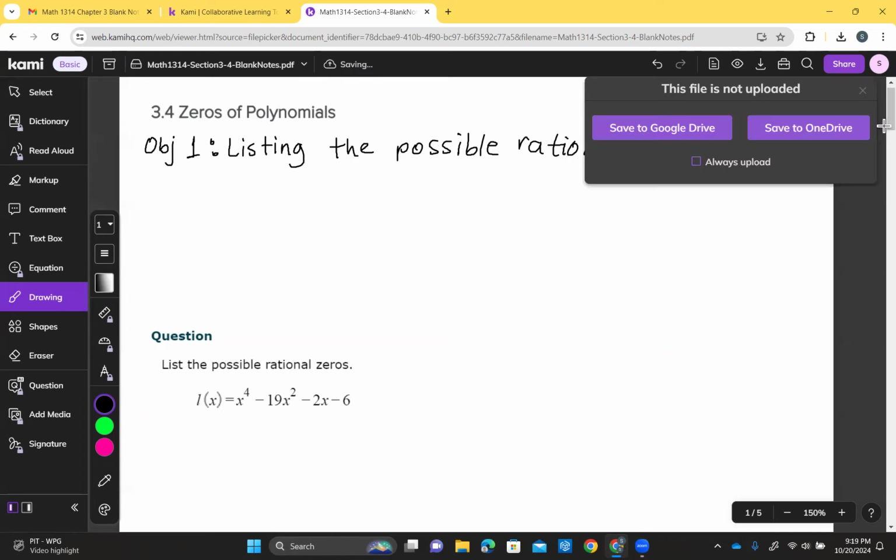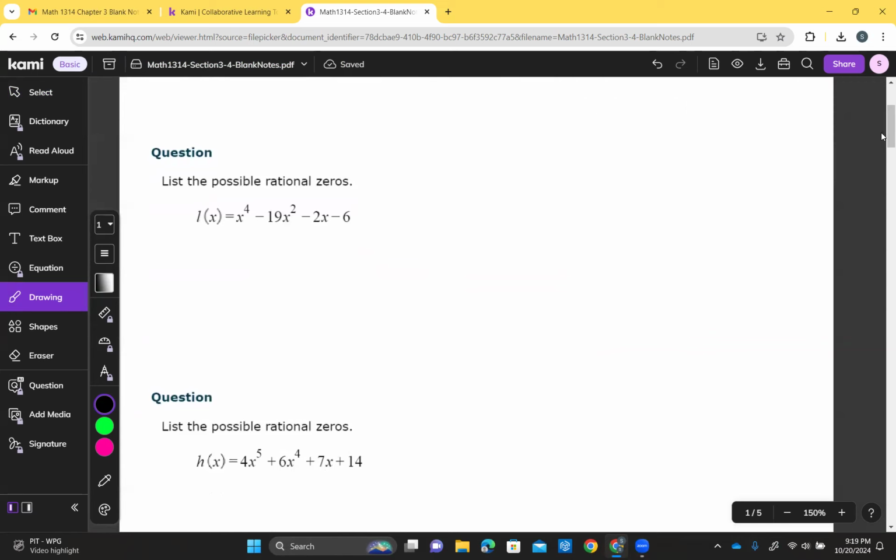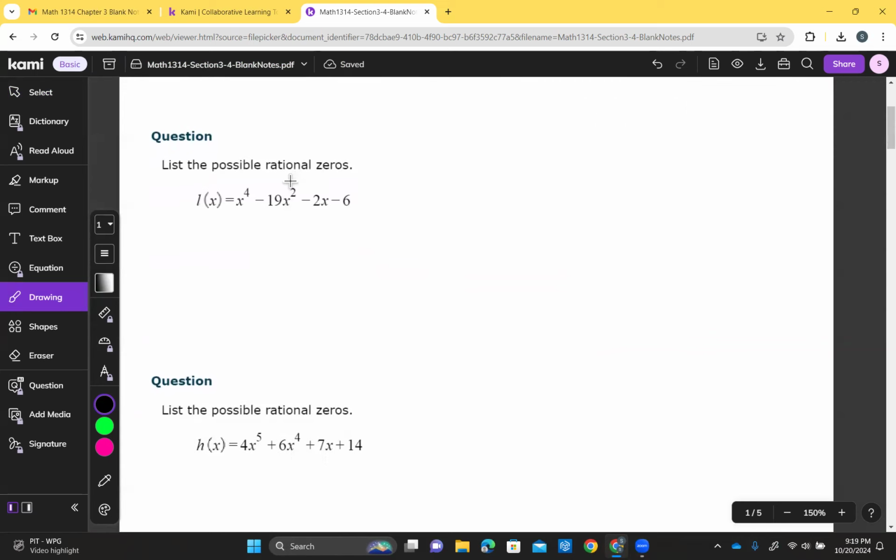Okay, here's the first question that we're going to do together. I have this polynomial given, x to the fourth power minus 19x squared minus 2x minus 6, and we want to list the possible rational zeros. Again, these are not the actual zeros, these are the possible rational zeros. To do these questions, we always look at the last number within the given polynomial. The last number here is 6. So I will find the factors of 6.